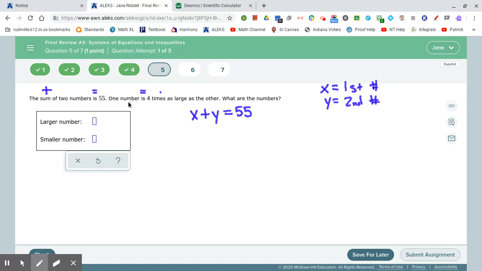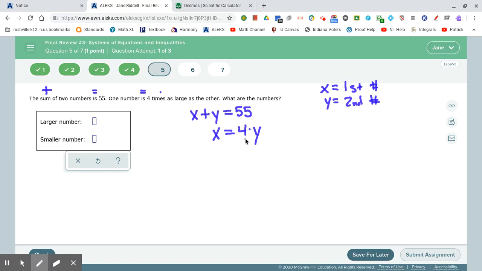My second sentence, my second equation, it says one number is, so one number, so pick one. I'm going to do x is 4 times, so 4 times as large as the other one. So my other number is y. All right, so I have x plus y is 55. I also have x equals 4 times y.